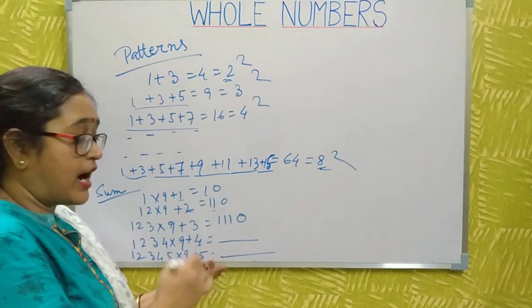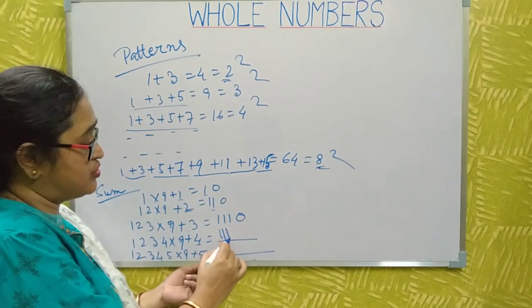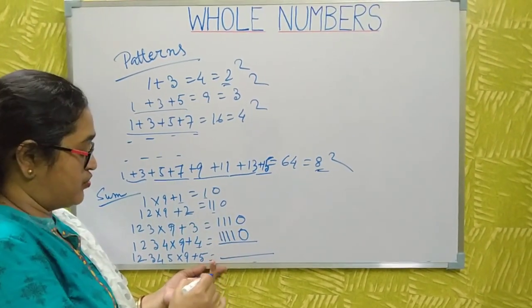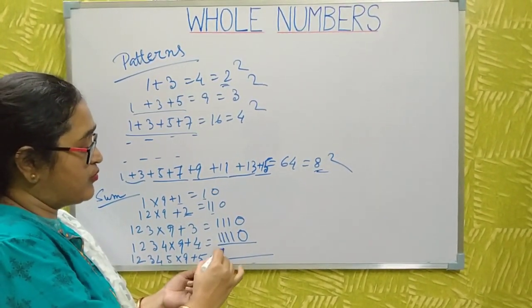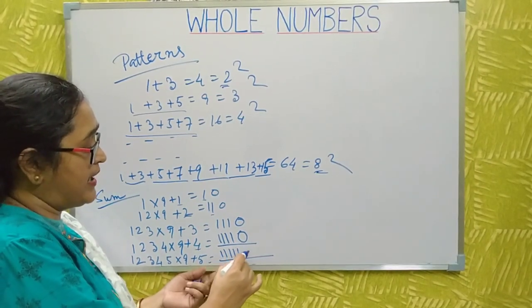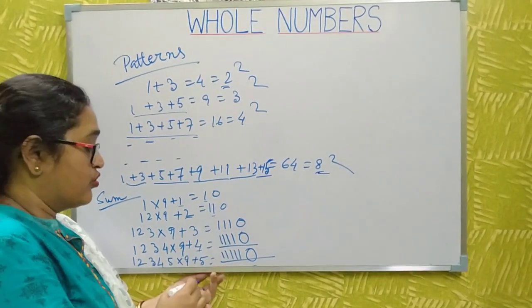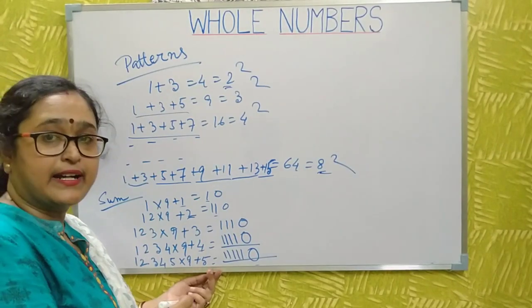Here is 4. How many 1s are there? 1, 2, 3, 4 and 1, 0. Here is 5. Then how many 1s? 1, 2, 3, 4, 5 and 0. You just look at this pattern.